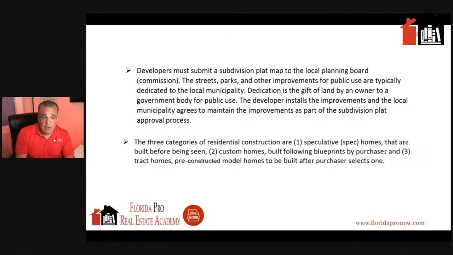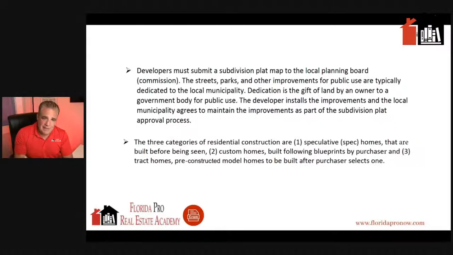Now, last but not least, very important we remember this, there are three categories of residential construction, and we need to know all three of them. Let's not get them confused. They can be very easily confused, and if you're asked on the state exam which one is which, you're going to have to know, okay? Now, the first one is called speculative. That's a spec home. You've probably heard about that.